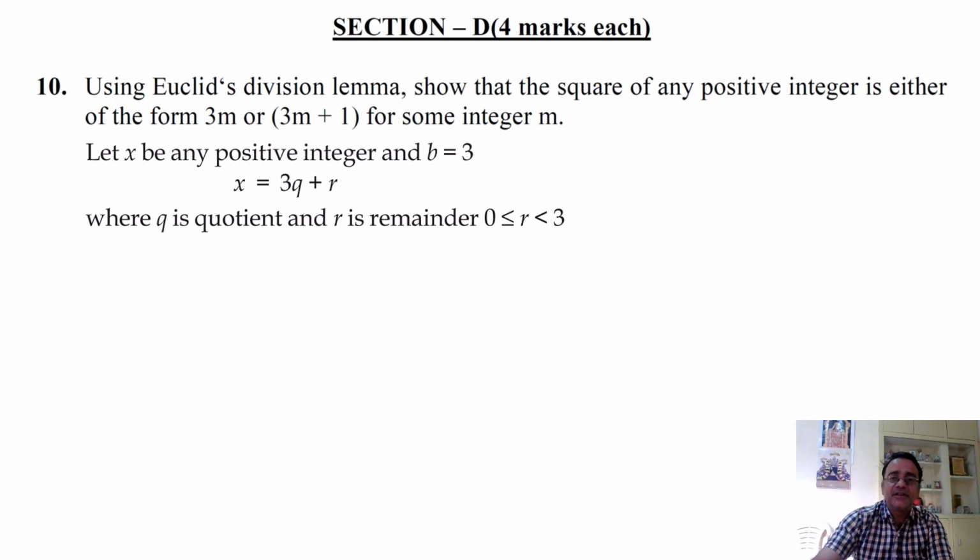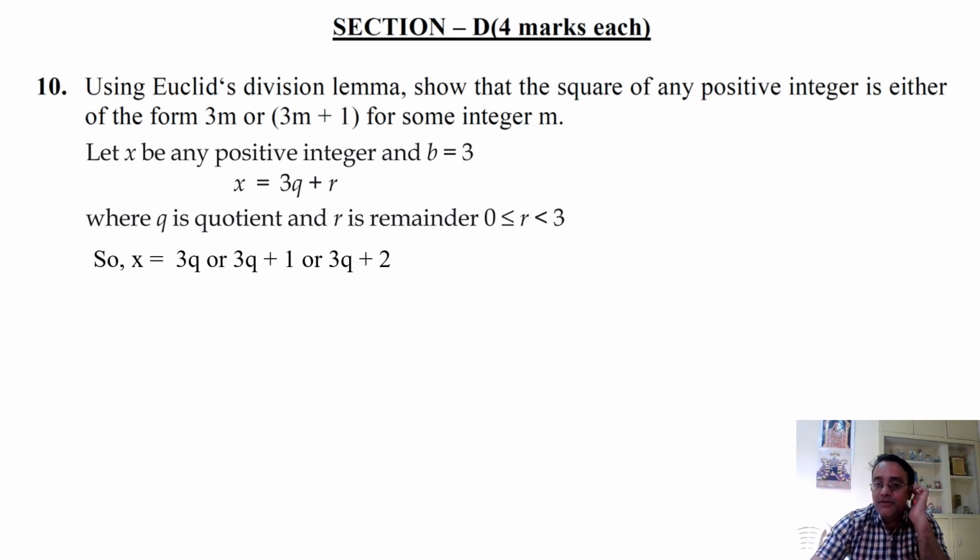So x is equal to 3q plus r by Euclid's division lemma, where q is the quotient and r is the remainder, and the value of r is less than 3 and greater than or equal to 0. So we have three values: 3q, 3q plus 1, or 3q plus 2. So we'll take case 1 first, 3q.